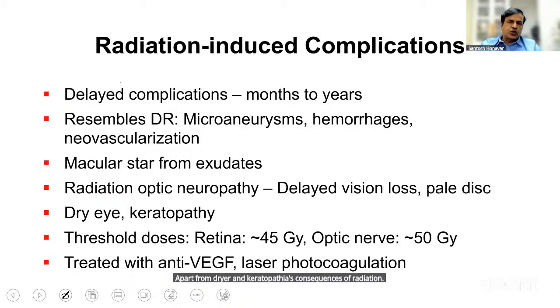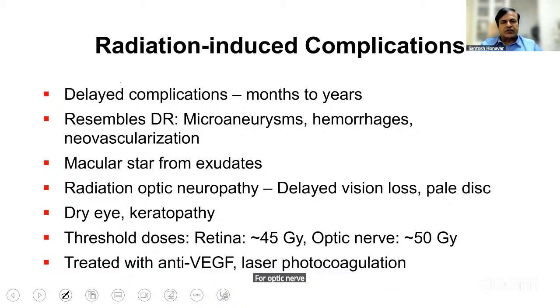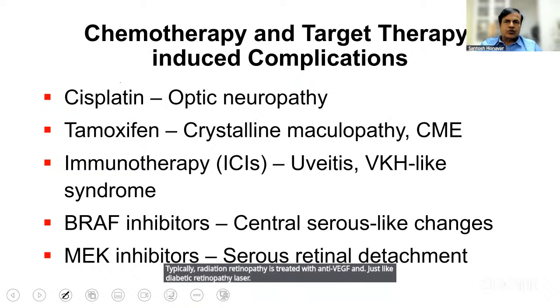Now, threshold doses, you must remember, for retina, it is 4,500 centigray. So if you exceed that, then the chance of radiation retinopathy would be high. For optic nerve, 5,000 centigray, if you exceed that, then there could be a chance of optic neuropathy. Typically, radiation retinopathy is treated with anti-VEGF and, just like diabetic retinopathy, laser photocoagulation.